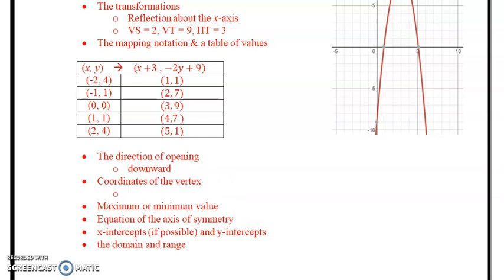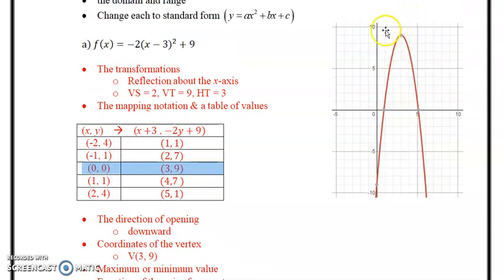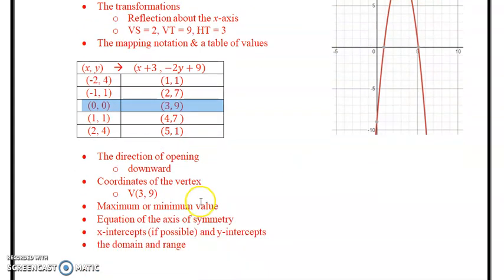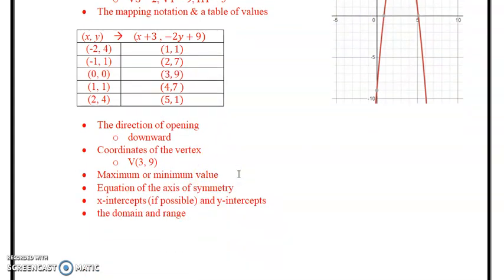Coordinates of the vertex are going to be, you can just go V, 3, 9. Oh, I said faces there, 3 and 9. So that's right here. The vertex was 0, 0 mapped onto 3 and 9, and you can clearly see that in your graph that it is 3 and 9. That point there.